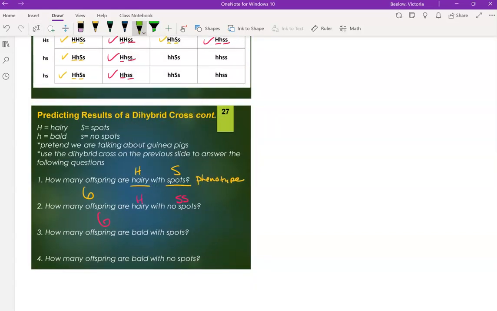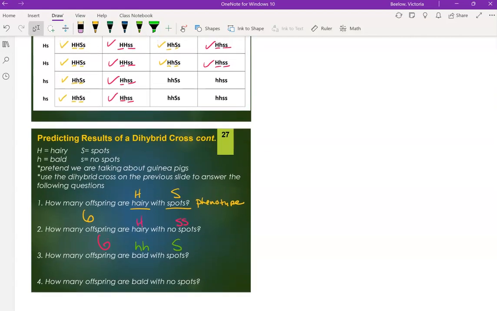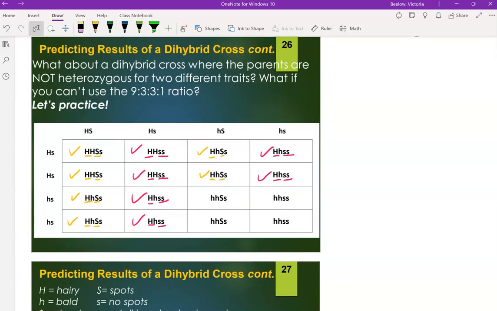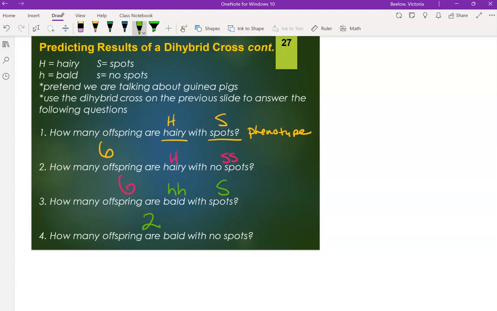All right, how many offspring are bald with spots? So remember, bald is recessive, so it's going to be 2 little h's. And then spots is dominant, which will be a capital S. So we have to look for the ones that have 2 lowercase h's, and a capital S for spots. So there's only 2 of them that do.